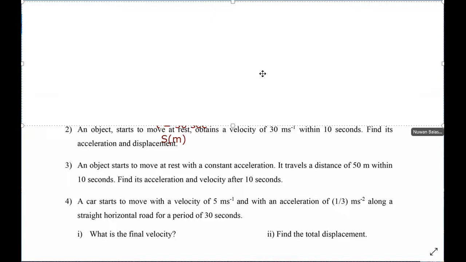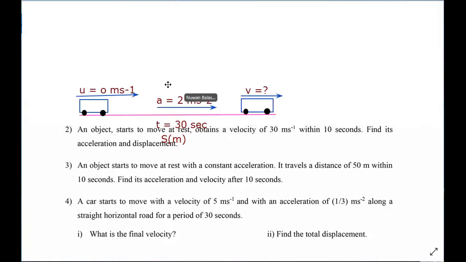Thank you. An object starts to move at rest, obtains a velocity of 30 meters per second within 10 seconds. It starts to move at rest. The question asks us to find the acceleration and the displacement. So we do the same thing as usual. Let's draw a figure and mark the given data.